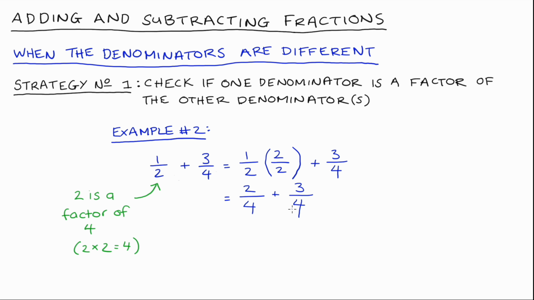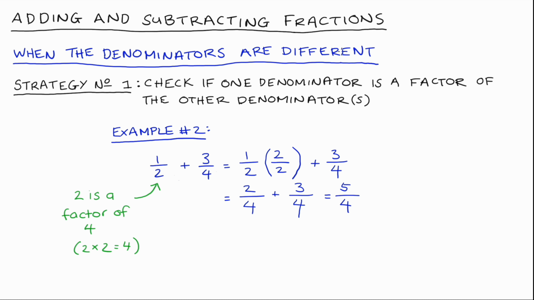So we get 2 over 4, and the sum is now 2 over 4 plus 3 over 4, which we actually saw before. 2 plus 3 is 5 over 4. And just to be clear, when we're multiplying the numerator by 2 as well, this makes sure that the actual value of our fraction does not change. So 2 over 2 is equal to 1, so we're multiplying 1 over 2 by 1. We're not changing the value of 1 over 2, but we are changing the way that value is being expressed. We're making an equivalent fraction, and that's an equivalent fraction that's more useful for us.